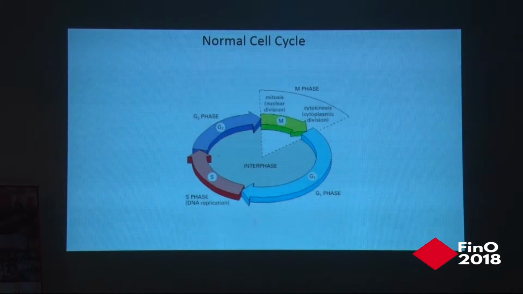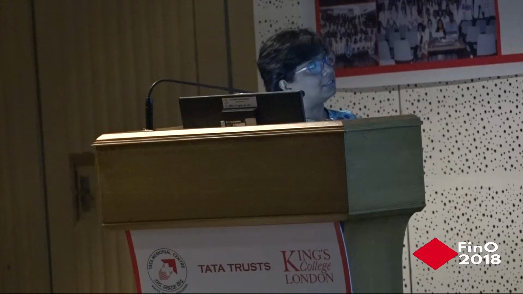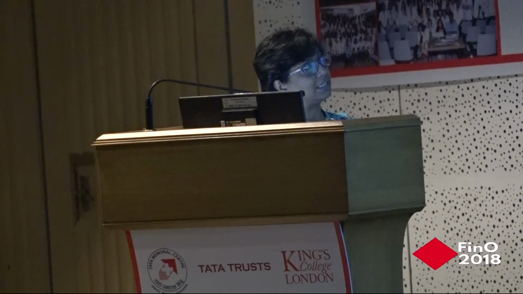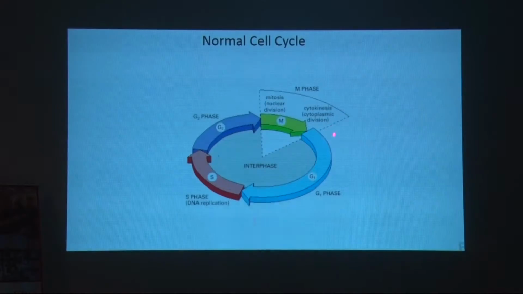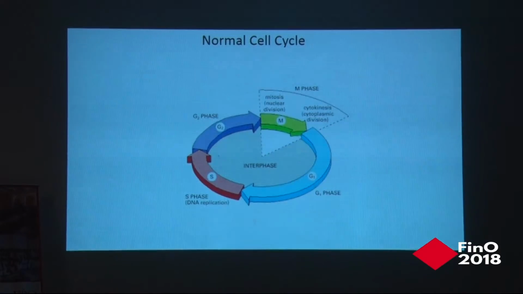So there are two main phases of the cell cycle, as you can see here. This is the M phase, which we call M phase because it is the mitosis where the chromosomes divide. The mother cell divides into two daughter cells. And then one is the S phase, which is where the DNA replication takes place. The rest of the phases are called the interphase.